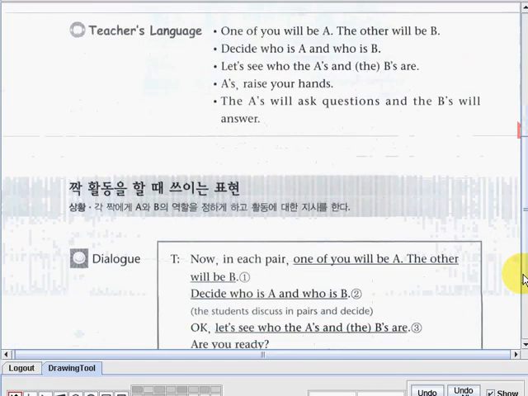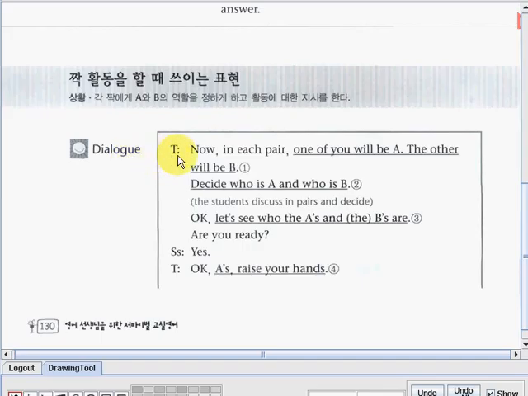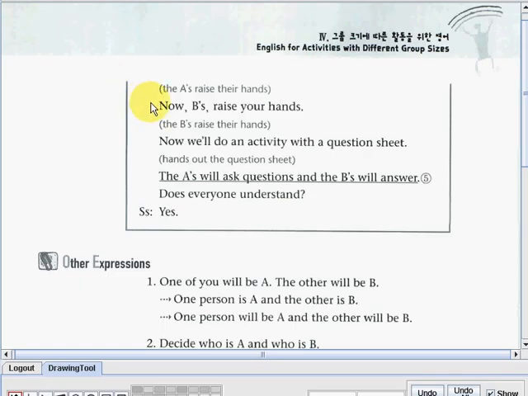Now let's see that in a dialogue form. So here below is the dialogue part, starting with the teacher speaking. Teacher: Now, in each pair, one of you will be A, the other will be B. Decide who is A and who is B. Then the students discuss in pairs and decide. Teacher: Let's see who the A's and the B's are. Are you ready? Students: Yes. Teacher: Okay, A's, raise your hands. Then the A's raised their hands. Teacher: Now B's, raise your hands. Then the B's raised their hands. Teacher: Now we'll do an activity with a question sheet. Hands out question sheet. The A's will ask questions and the B's will answer. Does everyone understand? Students: Yes.